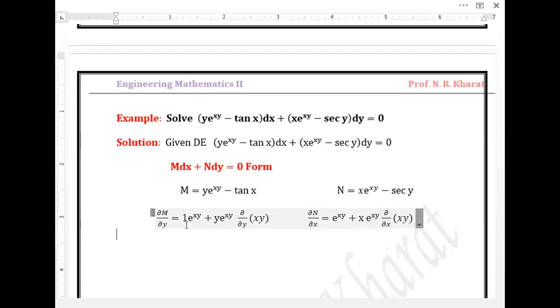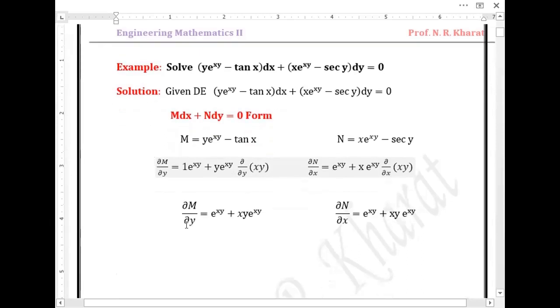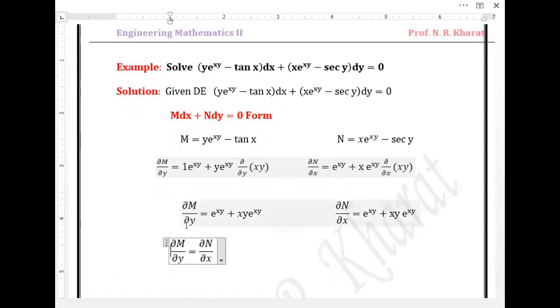So after taking the derivative of your xy with respect to y and x, the derivative of your m with respect to y is e raised to xy plus xy e raised to xy. And the derivative of your n with respect to x is e raised to xy plus xy e raised to xy. When we observe these two derivatives, m is differentiated with y, n is differentiated with x. Both the derivatives are same. So we say that by the necessary and sufficient condition, this differential equation is exact.